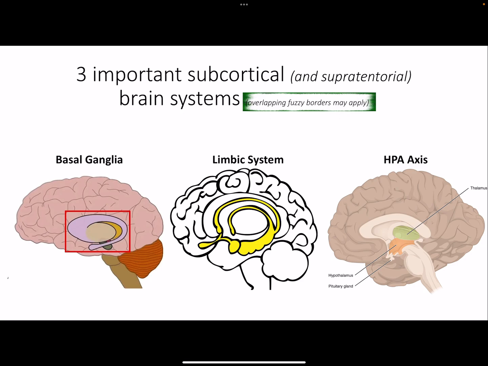So three very important systems really are the basal ganglia, limbic system, and the HPA axis. Again, there's going to be fuzzy borders with everything. All of these are supratentorial, and we'll take a deeper look into each one of them.